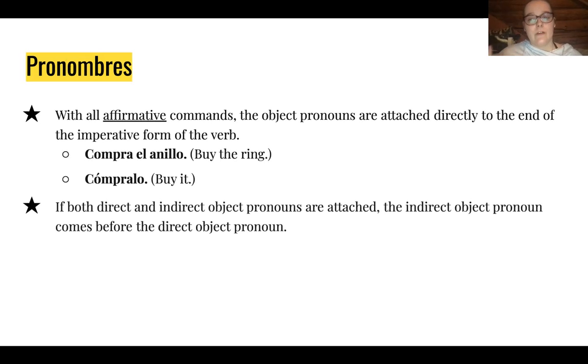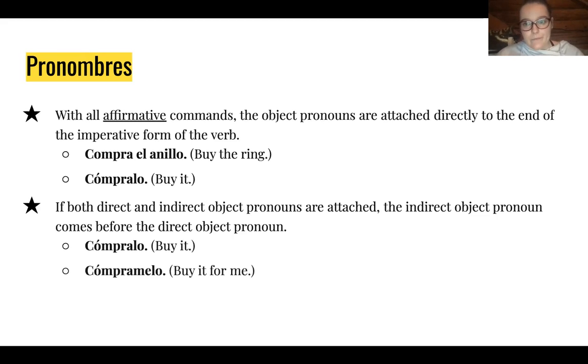If you have both a direct and an indirect object pronoun, because you can have both, you're going to attach both of them to the ending and you're going to put that indirect object pronoun first and then your direct object pronoun. So cómpralo becomes cómpramelo.